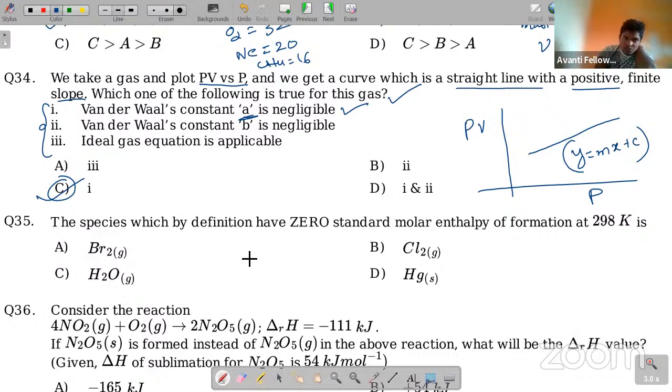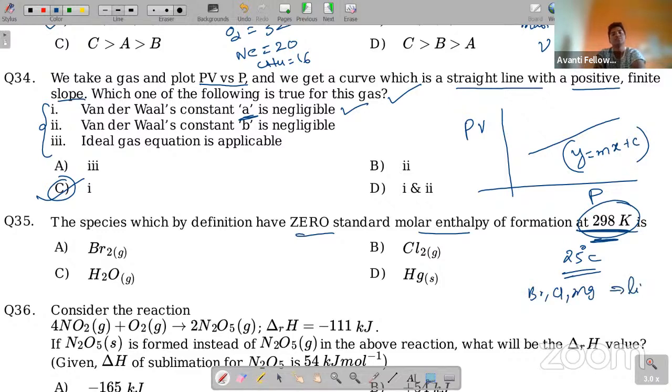Okay, next one. The species which by definition has a zero standard molar enthalpy of formation at 298 Kelvin. The very important thing is this point: 298 Kelvin means 25 degrees Celsius. At 25 degrees Celsius, we know that bromine and mercury will exist as liquids, meaning they will have some standard molar enthalpy at that temperature.